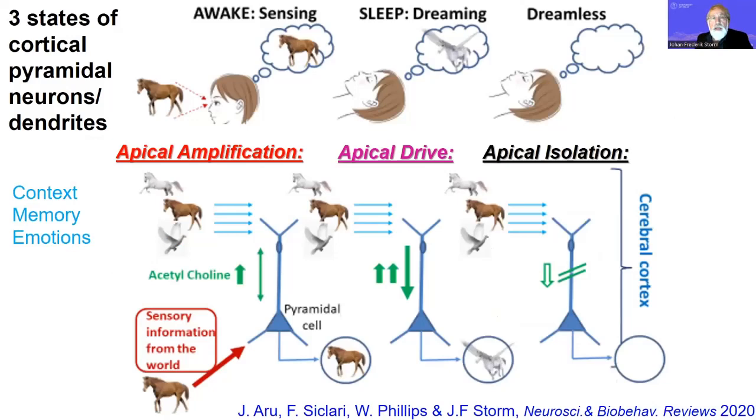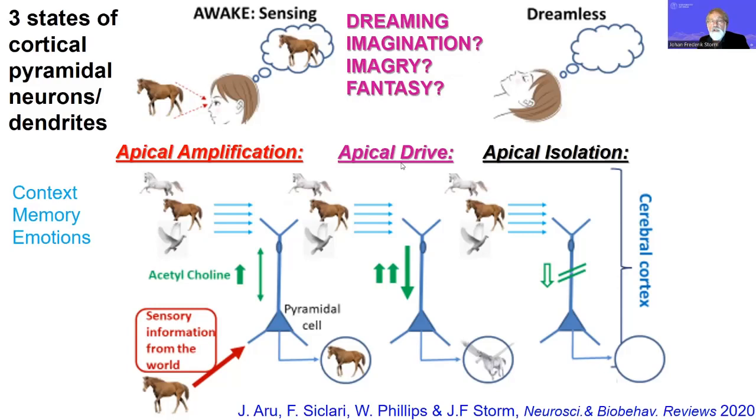Anyway, to sum up very briefly, there are these three states of the cortical pyramidal cells and the circuits, and in particular the dendrites: apical amplification during awake sensing, apical drive during REM sleep, dreaming, and apical isolation during dreamless sleep and anesthesia. And interestingly, this apical drive may be even more important when we are awake during imagination and imagery and fantasy, which all rely on internal input. So that remains to be investigated, but we think this is a perfect mechanism for also generating this kind of activity that could be sort of instead of the fictive input that Eric Hall just talked about to supplement our dreaming at night. So this is an interesting possibility that we'd like to discuss further.